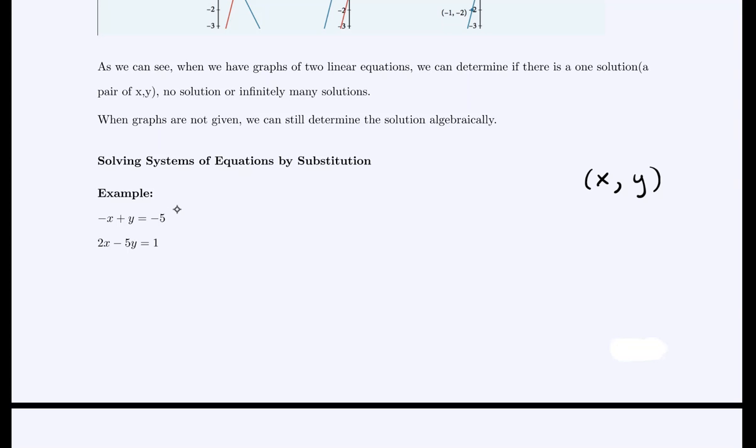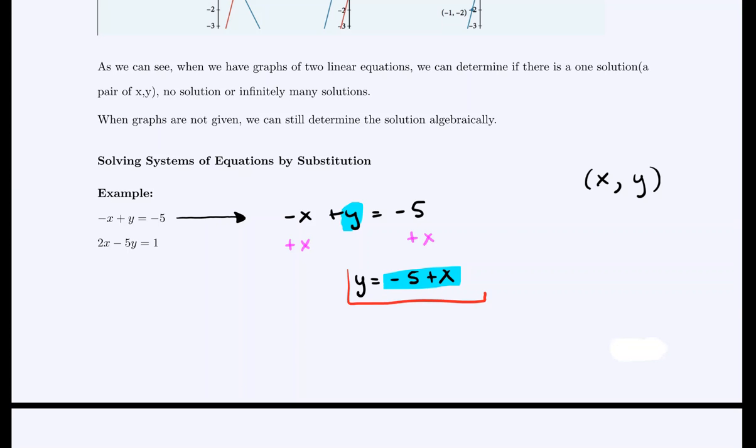Now, in this case, for substitution, what you do is you rewrite one of the equations to get one of the variables isolated. And in terms of rewriting which one, it doesn't matter which you choose, but I think the first equation is a little bit easier to work with than the second equation in this case. So if I have negative x plus y equals negative 5 and I want to isolate one variable, I might work to get y by itself, which would mean that I would add x to both sides, and we would get y equals negative 5 plus x. Once you've isolated that, you might box it so it'll be easy to find later on.